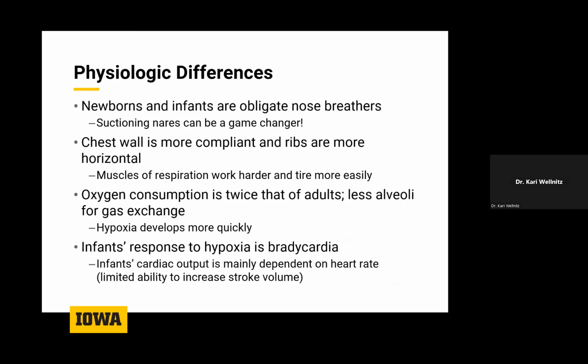There are a number of physiologic differences that make kids a little more complex to deal with as well. As I mentioned, newborns and infants are obligate nose breathers. So if you see a bronchiolitic come in, working really hard to breathe, a first step can be just to suction the child's nose, and that can be a huge game changer. I've seen it decrease the respiratory rate by about 20 when they finally calm down from being suctioned. Children's chest walls are also more compliant and the ribs are more horizontal. What that means is the muscles of respiration have to work harder to facilitate gas exchange, and children may be more prone to tiring easily.